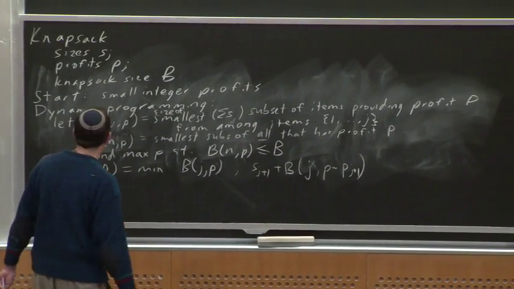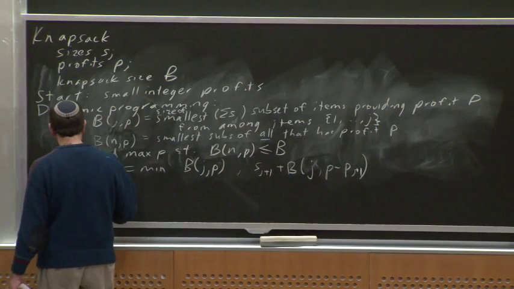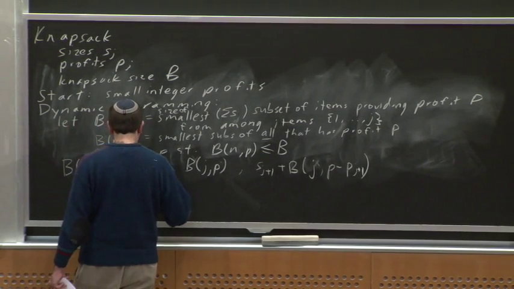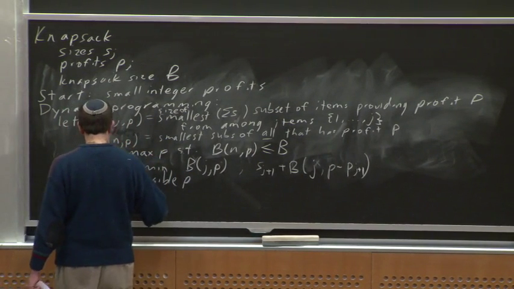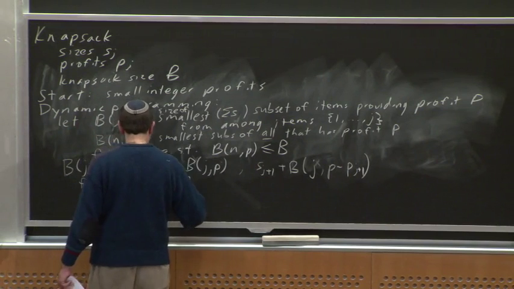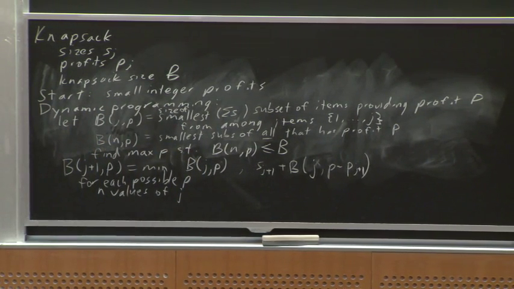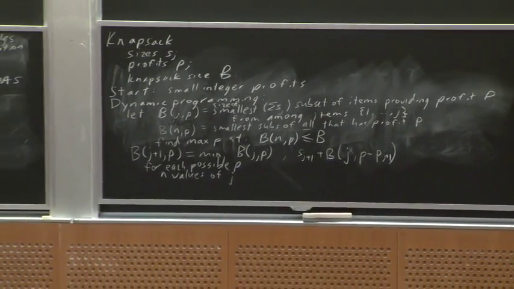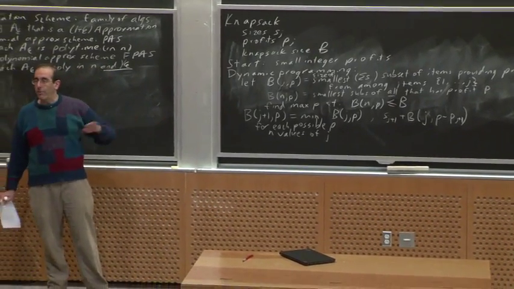Good. So how long does it take us to fill this table? Well, for each possible P, there are n values of J that have to be filled out. And of course, in order to fill out this value of P, you're only working with smaller values of P, right? So you can fill out one row of the table at a time, one for each value of P.